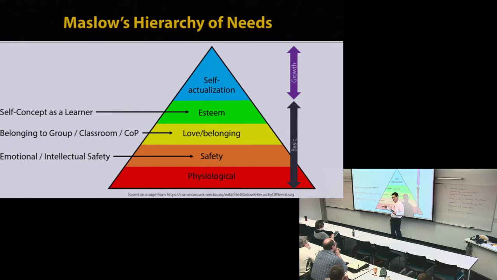I have a very low self-concept of myself as a basketball player, but I may have a high self-concept of myself as a learner of mathematics, right? So here, insert your own discipline. What is the self-concept that your students have about themselves? And they want to build up their own self-concepts. They don't want to think of themselves as incompetent. They want to be competent, okay?